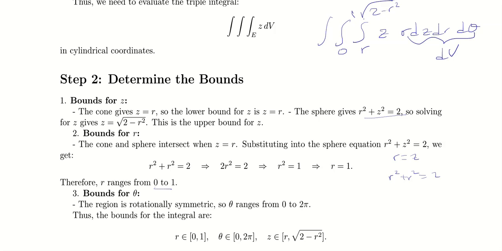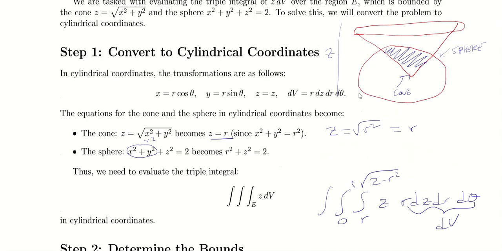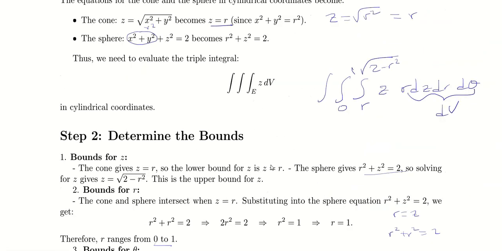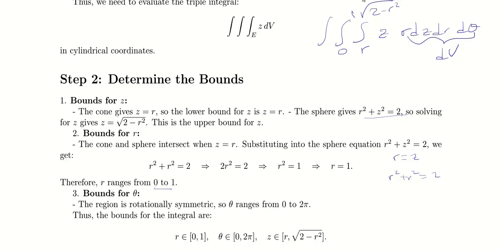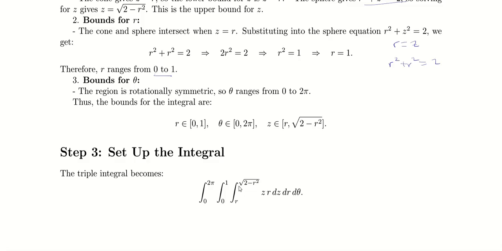And then finally, we want to look at theta. Theta is just going to be looking around. If you're looking above the z-axis, you'll see that in the plane, we're looking around 0 to 2 pi. So that's the integral that we're interested in, over here.